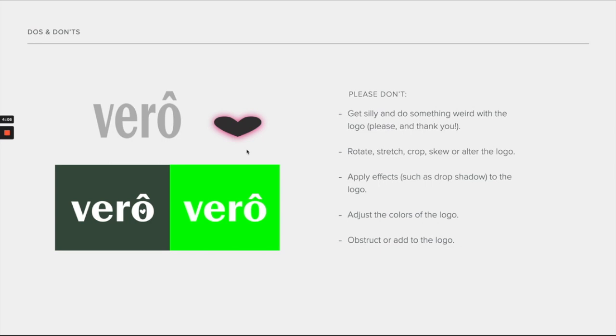And then don't abstract or add to the logo. Please don't add anything more to the logo. If I had Vero branding at the bottom here, that would be a don't. Keep the logo as it is. And if you need to add anything at any point, add it to your design and not the logo. The logo itself should be what it is.